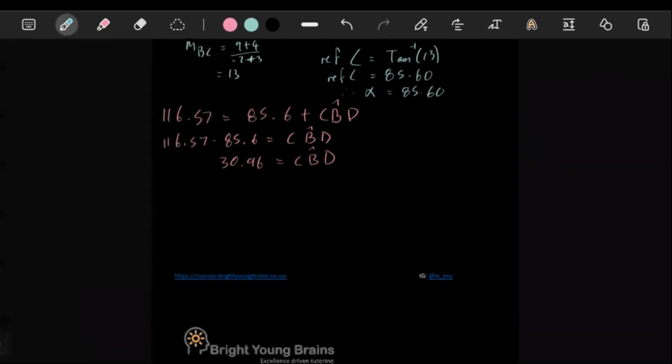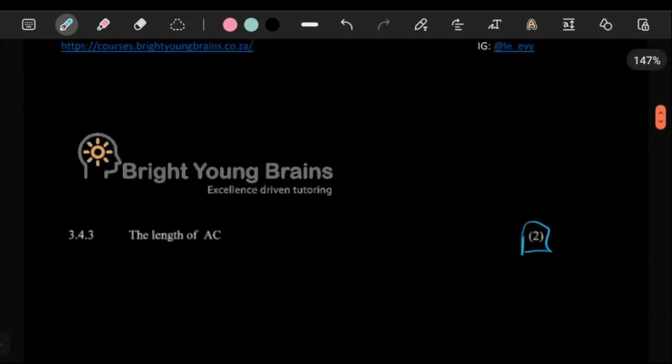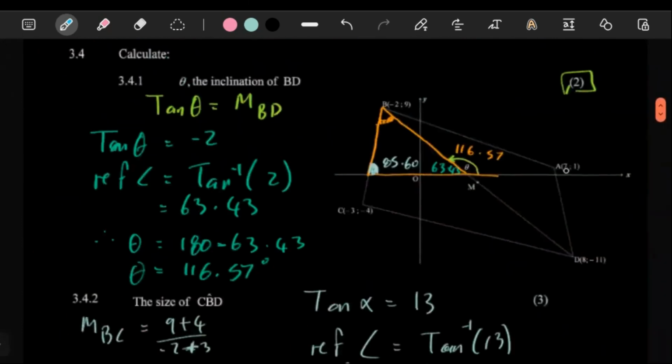Easy marks this. The length of AC, you see what I mean? Wow, guys, really? Distance formula, my guy, distance formula. So the dimensions, let's see, A is there and C is there.